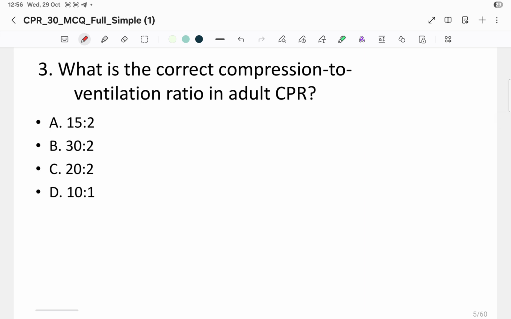Next, what is the correct compression to ventilation ratio in adult CPR? Option A, 15:2, B, 30:2, C, 20:2, D, 10:1. And the correct answer is option number B. 30:2 is the correct compression to ventilation ratio in adult CPR.